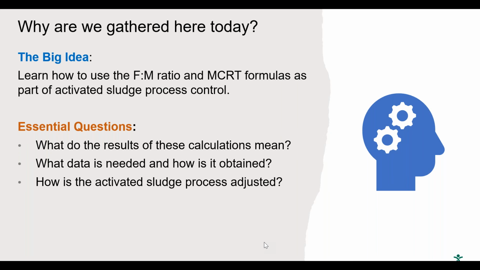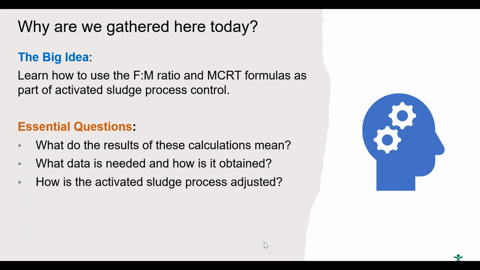So why are we gathered here today? Well, the main focus today is we're going to look at the FM ratio and the MCRT formulas so we can use them as part of activated sludge process control. But there's some other questions that will probably pop up as we're discussing this, especially with people that are just learning about this. The first is, what does the results of these formulas mean to us?